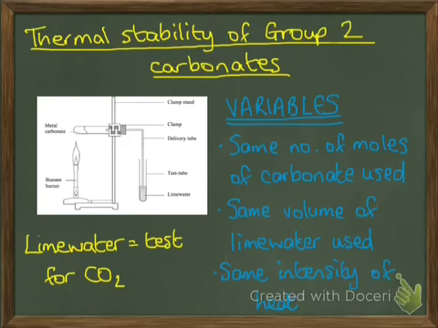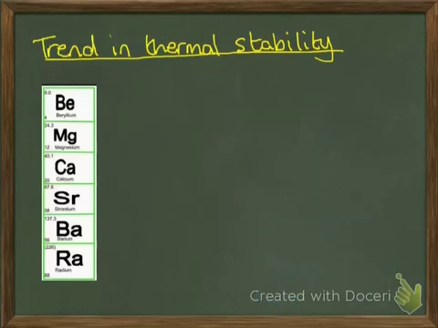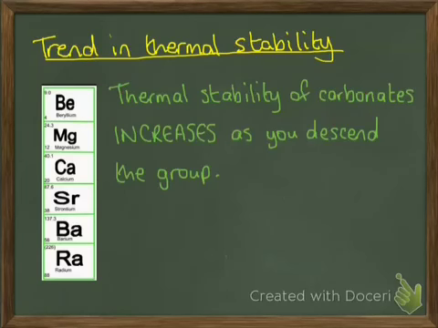The third variable is that we should have the same intensity of heat each time, and this means that the metal carbonate should always be heated with the roaring flame of the Bunsen burner, and the Bunsen flame should be the same distance from the test tube each time. We also need to know the trend in the thermal stability of the group 2 carbonates. And that trend is that the thermal stability of the carbonates increases as you descend the group.